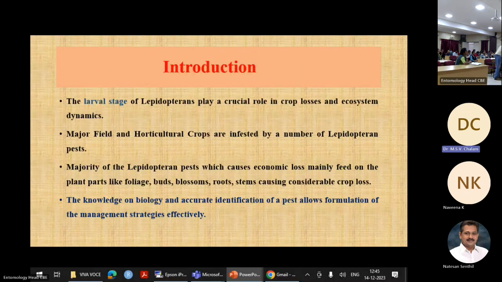And before proceeding to any of the management strategies, before applying any of the IPM strategies, knowledge of accurate identification of the pest is always important in order to formulate effective management strategies. Next, please.